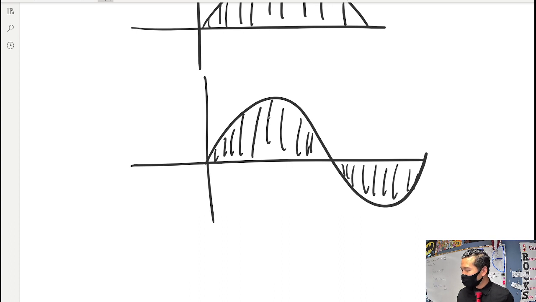If this was, let's say, 5 as my area, and this was 4 as my area in there, my total displacement would be 1. Does that make sense? But what would be my total distance traveled? 9. That's the idea. So the hard part for most students is, that makes sense conceptually, right? You just add those two areas together.